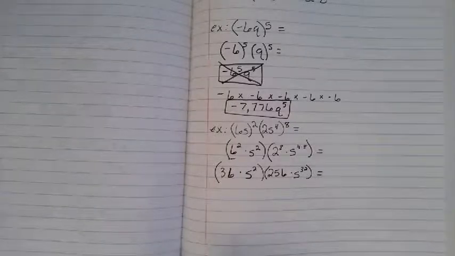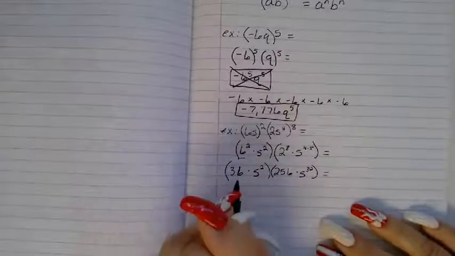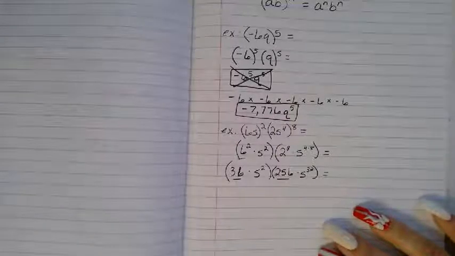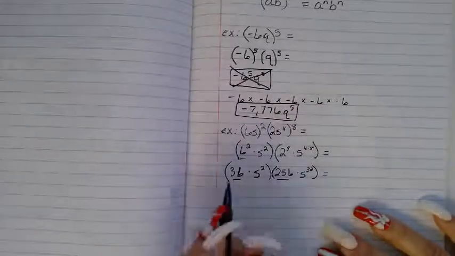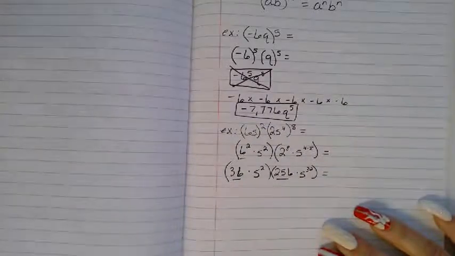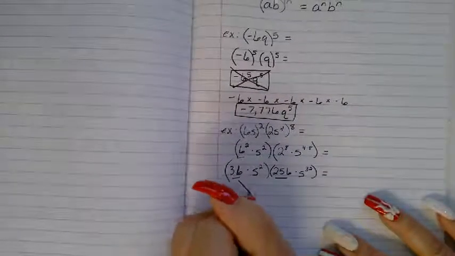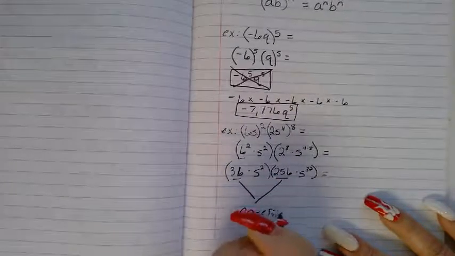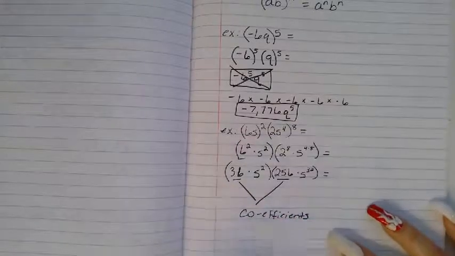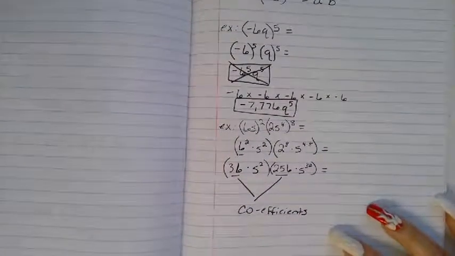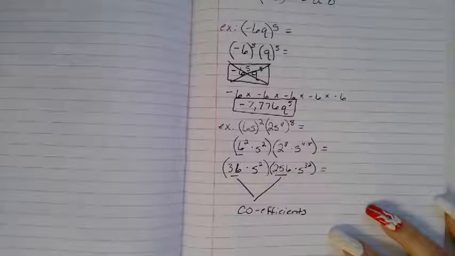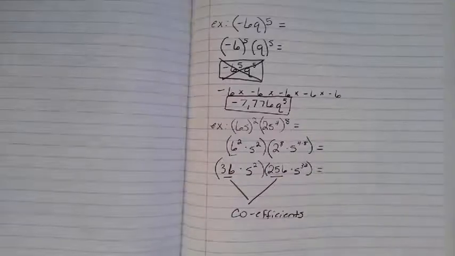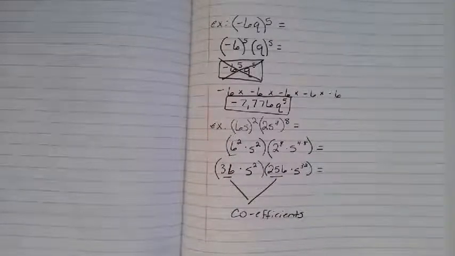Now we can see that we have this base and this base. They're kind of like a like term, right? They don't have anything attached to it, it's just a number, right? We would call those the coefficients. Coefficients: the number part in front of the variable. So we can multiply those together. And what do you guys get? I know what I got, but let's see if you guys get the same as me. Someone tell me. 36 times 256.